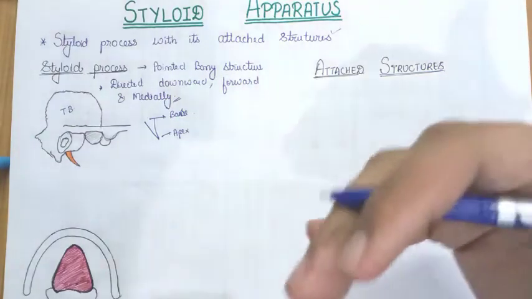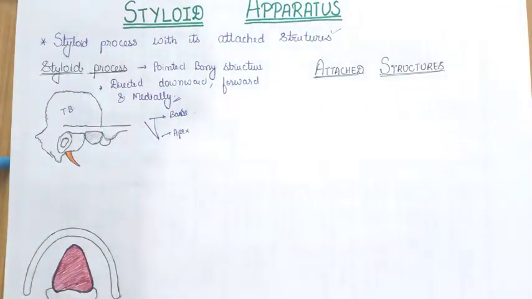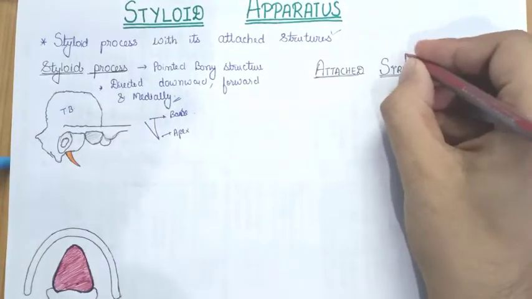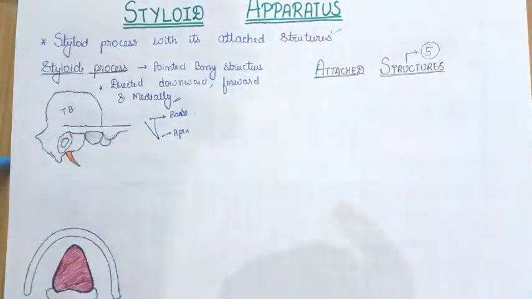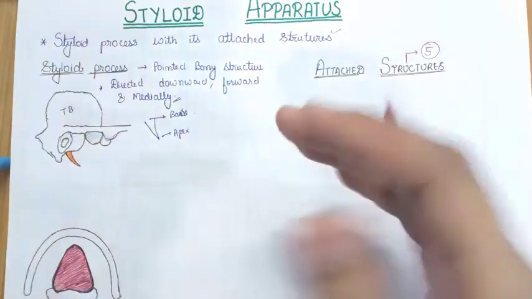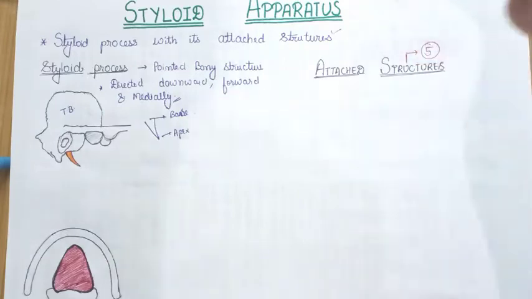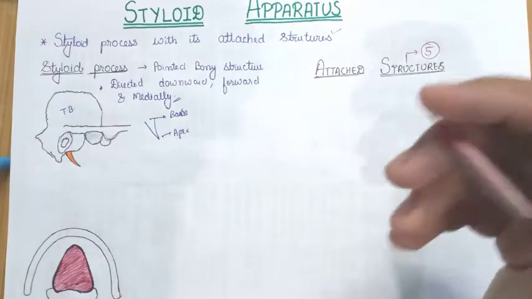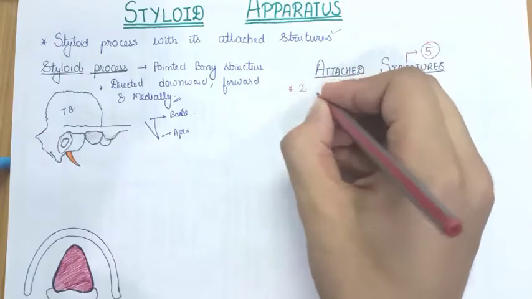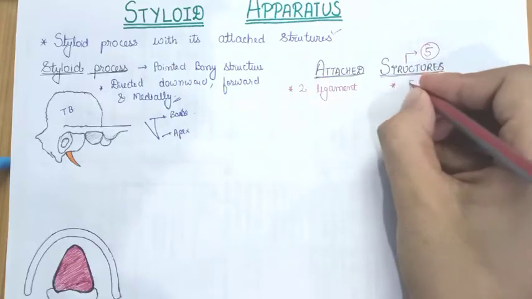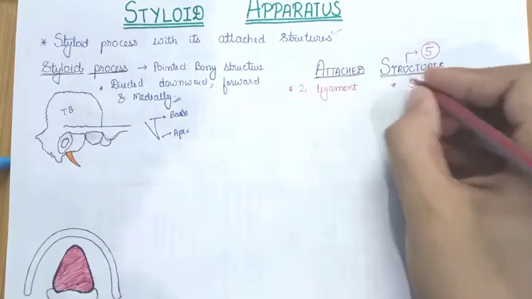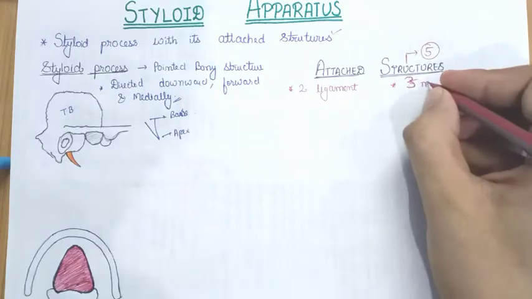Now, what are the structures attached to the styloid apparatus that we are going to see? In total, there are 5 structures attached to the styloid process, which we have to recognize in the diagram, as well as discuss in detail each attachment. Out of these 5 attachments, we have 2 ligaments, and the remaining are 3 muscles.